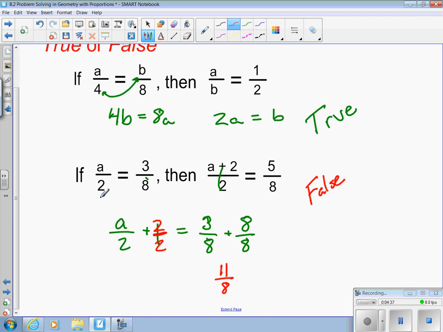You could also, here you have one variable, so you could technically check your cross products, solve this thing, and see if A actually equals the same thing in both parts. It would need to in order for it to be true.